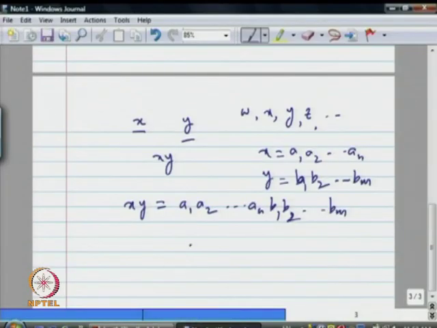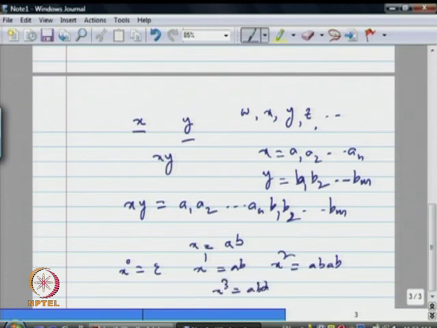For example, if x equal to the string ab, then x to the power 0 is epsilon, x to the power 1 is ab itself, x to the power 2 is abab, x to the power 3 is ababab, and so on.